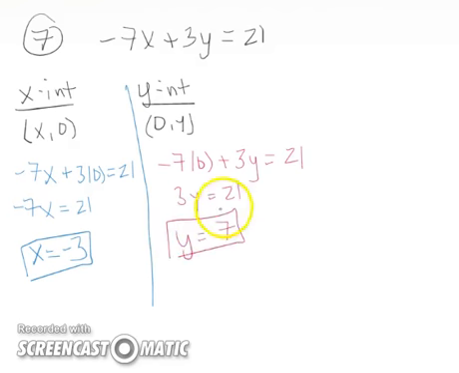So the better way to do this, instead of graphing and trying to look where they meet, would be to actually use this equation where we plug in 0 for y to get the x-intercept, and we plug in a 0 for x to get the y-intercept.